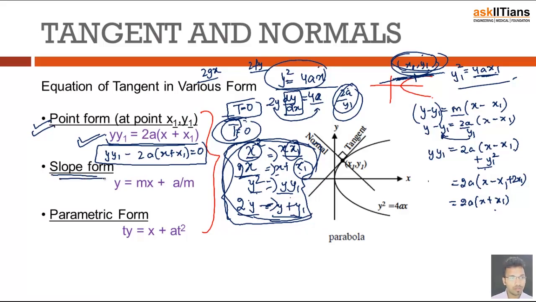Now looking at the slope form, we have already done this in the previous session: the condition of tangency was c is equal to a by m.